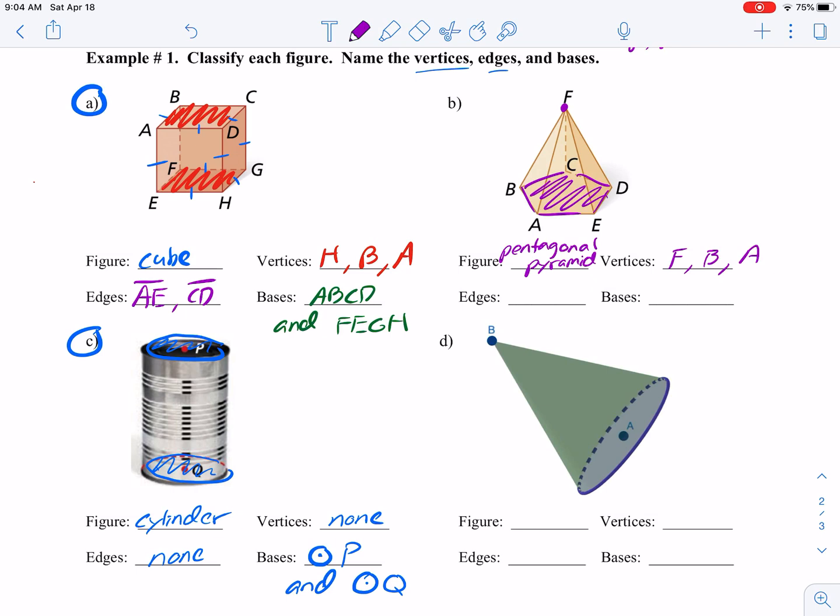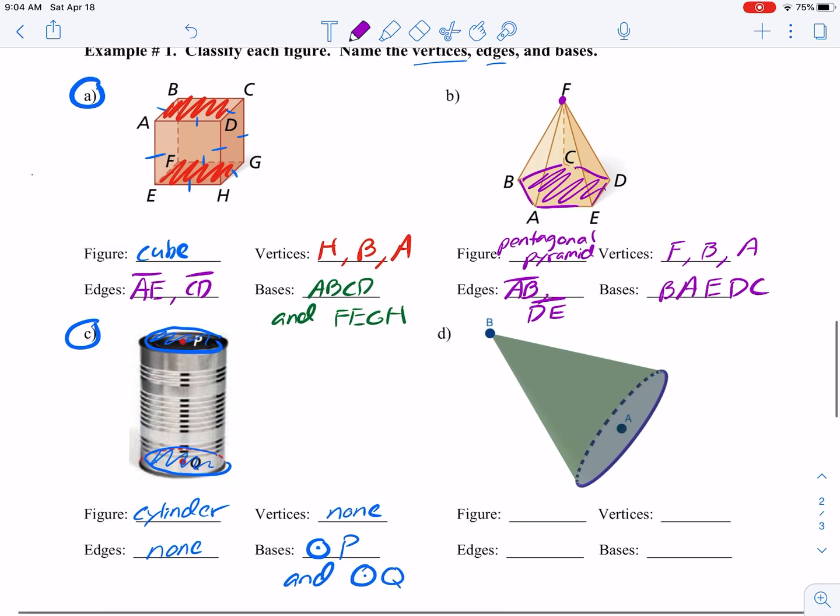And then again, the same is true for edges. A, B, and D, E. You could have named more than A, B, and D, E, or different edges. That's fine. There was only one base here though, so you should have only had one answer here. Base B, A, E, D, C. Order doesn't matter when you're naming a plane, order of the vertices.